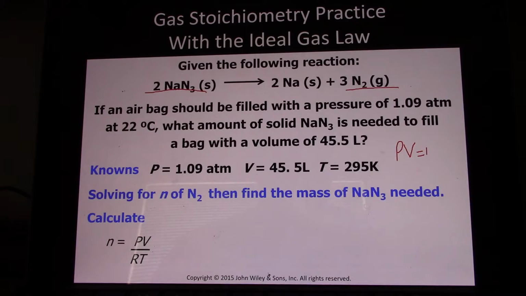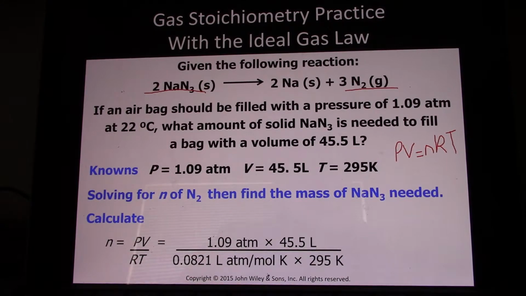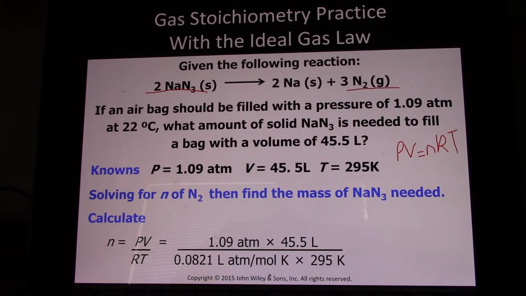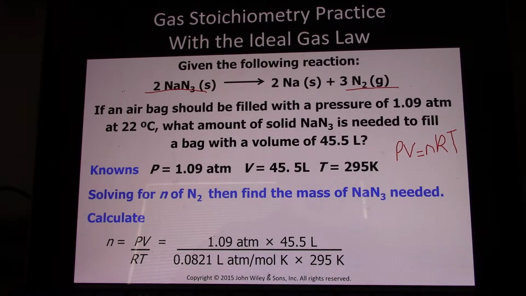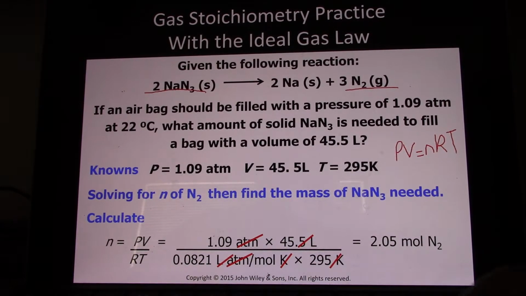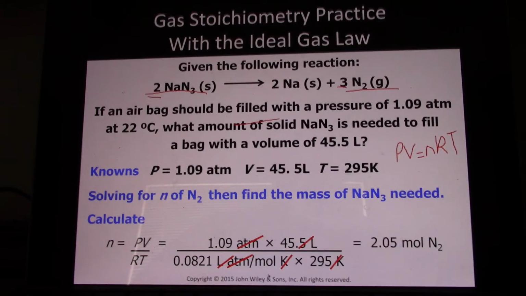So I divide each side by RT, and that's how they get that equation in the bottom left: n equals PV divided by RT. And then we plug and chug. Again, it's the ideal gas law. Pressure must be in atmospheres, which is okay because it's already in atmospheres. Volume must be in liters, which is okay because it's already in liters. And then R is always 0.0821 liter atmospheres per mole Kelvin. And we converted 22 Celsius to 295 Kelvin by adding 273. And we have 2.05 moles of nitrogen. And now we do stoichiometry. It's a 2-to-3 ratio. You need 2 moles of sodium azide for every 3 moles of nitrogen produced.